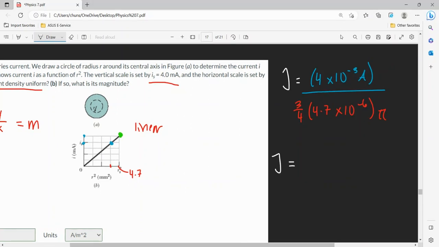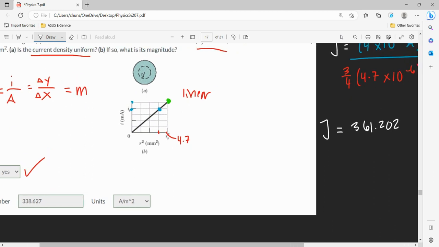This will give us a current density of 4 times 10 to the negative 3 divided by 0.75 times 4.7 times 10 to the negative 6 times pi. And this gives us our answer of 361.202. And so it's not quite on the mark, but it is definitely close. And this is in amps over meters squared.